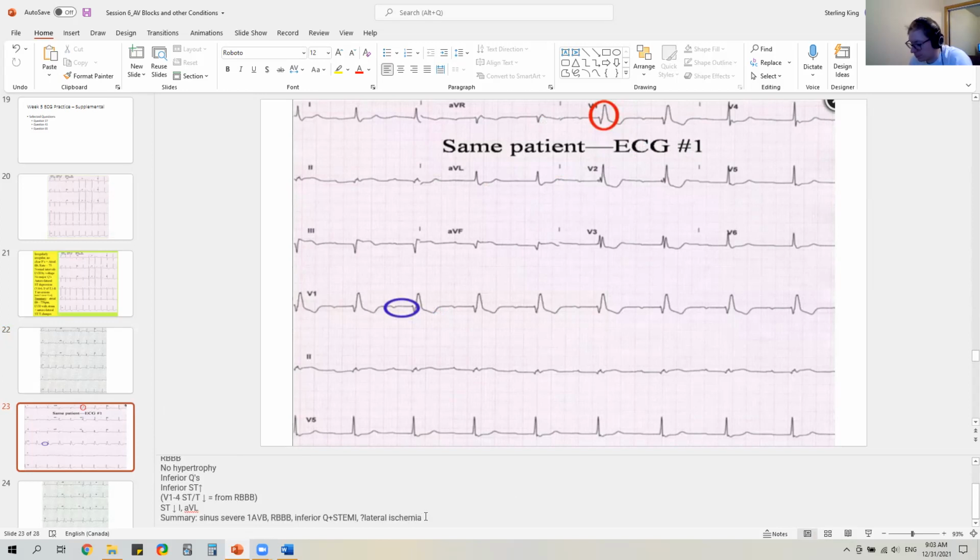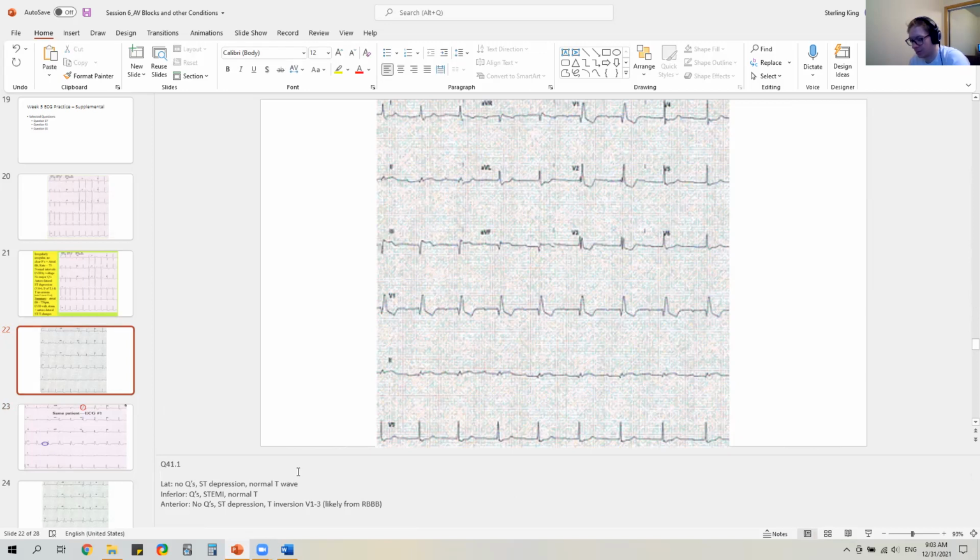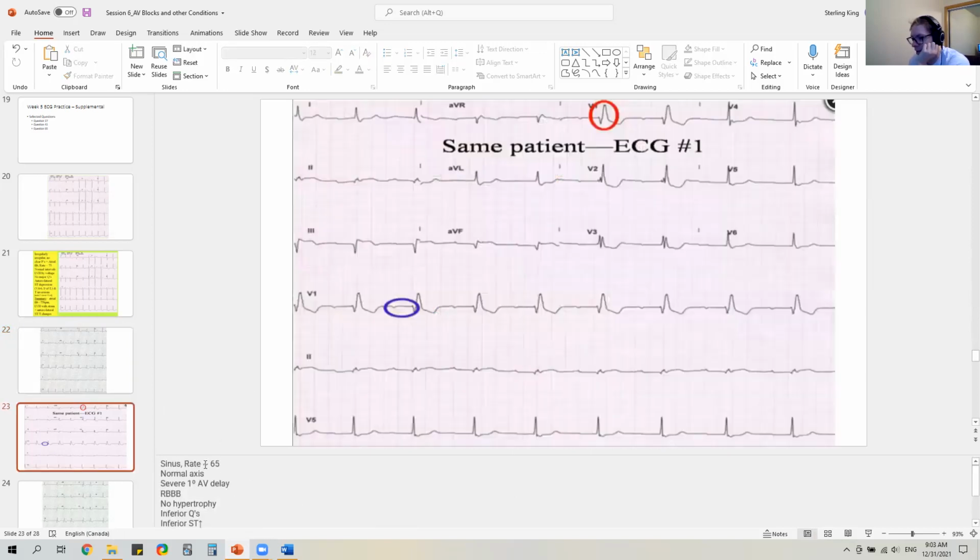All right, so we'll just read it, probably just do it off memory here. Sinus rate about 65, yeah. Normal axis, yeah, said that too. A severe AV delay, you can see it there, a long PR for sure. Right bundle branch block, yeah, no hypertrophy, same thing. Inferior Qs, that was over here, yeah. Inferior ST elevation, got that. V1 through 4 ST-T depression, and it says from the right bundle branch block, so we got that. ST depression in I and aVL, yeah, we said lateral leads had ST depression.